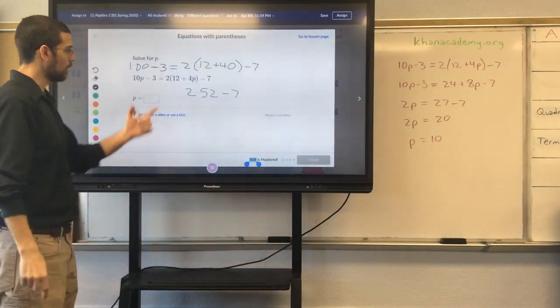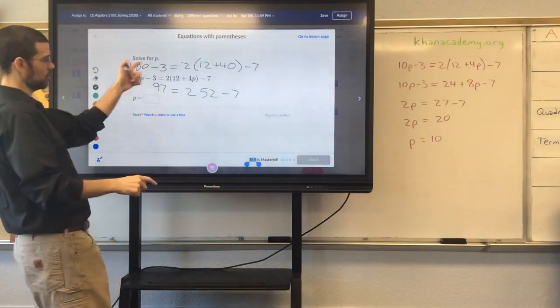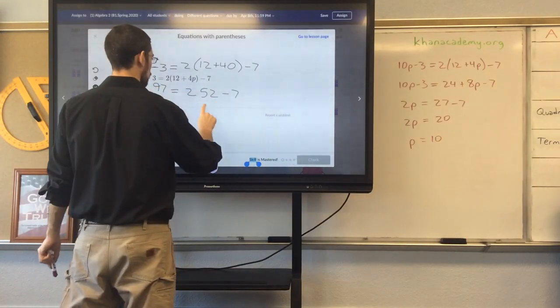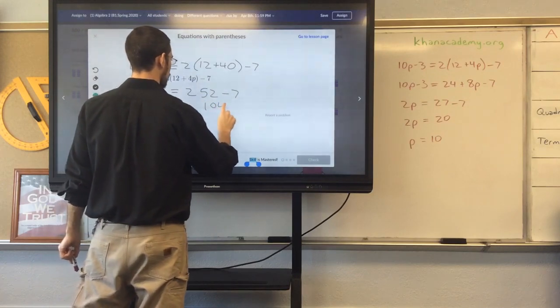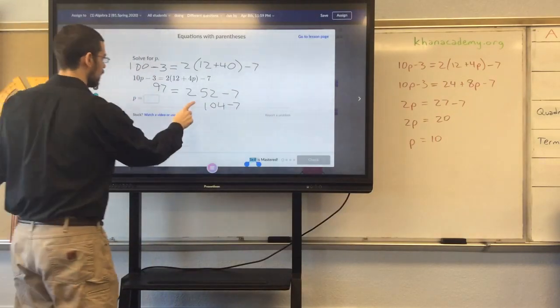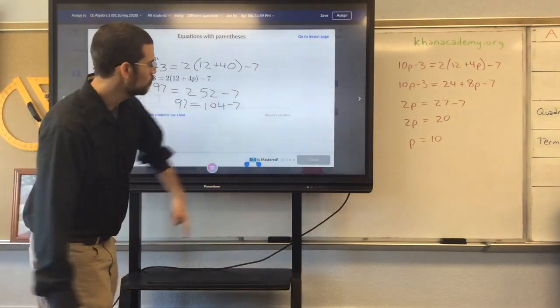52 times 2 minus 7 should equal the 97, which was 100 minus 3. 2 times 52 is 104. 104 minus 7 is 97. And so we have confirmed that our answer was correct. P is 10.